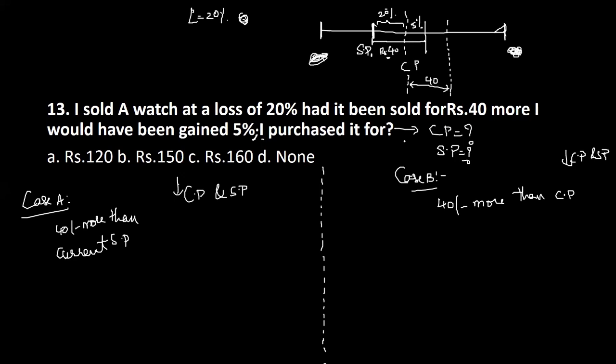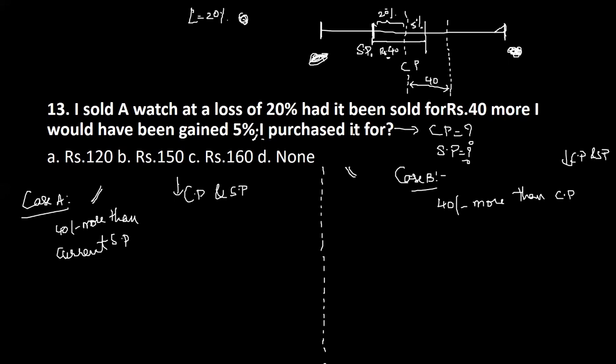Okay. Case A. Did you all consider it as case A or case B? What was your consideration when you solved it? Tell me, what case did you consider? Is it case A or case B? Like 40 rupees more than the current selling price or 40 rupees more than the cost price? What is the value that you considered? Others, what was the case that you considered?